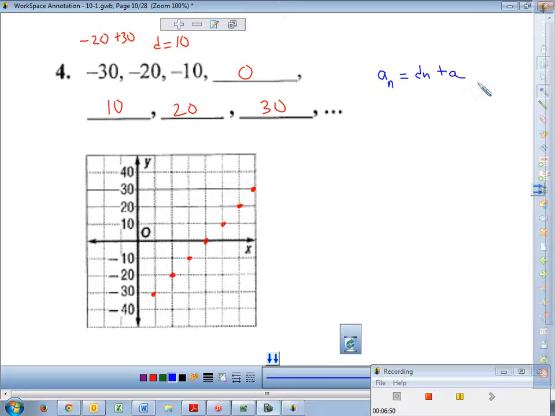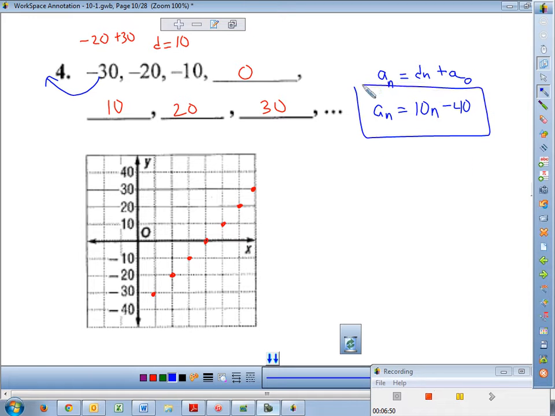It's the nth term in the sequence. Any term you want will equal your common difference times n plus the 0th term. Well, the nth term in the sequence will equal my common difference, which is 10. And then the 0th term: if these are going up by 10, up by 10, up by 10, up by 10, to find the 0th term, I'll go down by 10, which would make that a negative 40. This is the explicit formula for this particular arithmetic sequence.